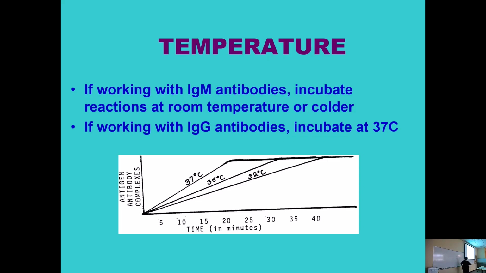Here's your temperature. You can see at 37 degrees, by 15 to 20 minutes, we're at the maximum reactivity. If working with IgMs, we always want to work at room temperature or colder. If working with IgGs, we want to incubate at 37. So this is an IgG, and 37 is going to work best. If I'm incubating at 35, it's going to take longer until I have the maximum agglutination, and 32 is going to take even longer. So we want to make sure to always incubate at whatever it says in the manual.